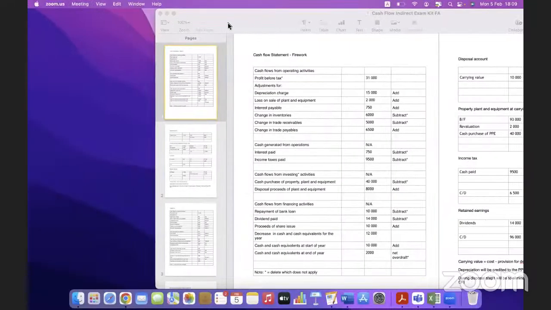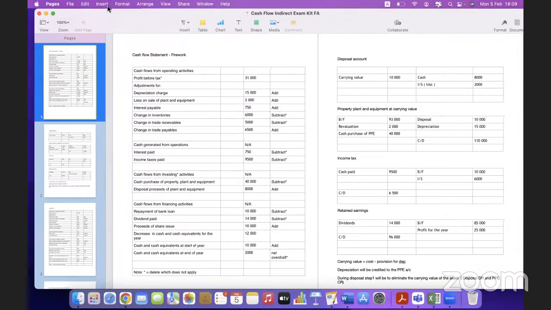So today, guys, we are going to start off with the cash flow statement lesson. Next Monday, we will then touch on consolidation. And the last 2 weeks, we will touch on section A areas from the entire syllabus.